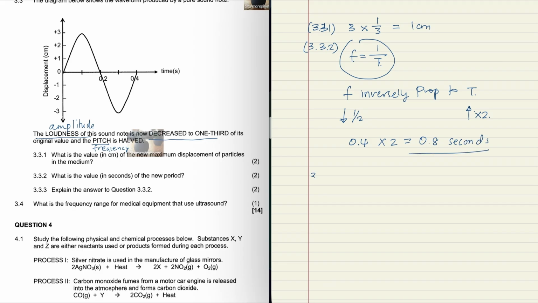And the last question, question 3.4 now. We have explained it already. What is the frequency range for medical equipment that uses ultrasound? Ultrasound is sound that humans cannot hear. Humans can hear up to 20,000 hertz. So ultrasound is going to be greater than 20,000 hertz. So between 20,000 hertz to about 100,000 hertz.